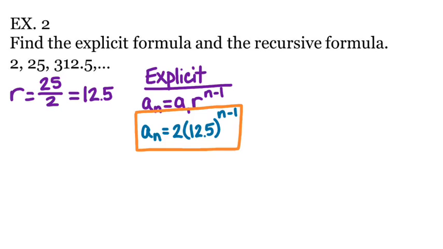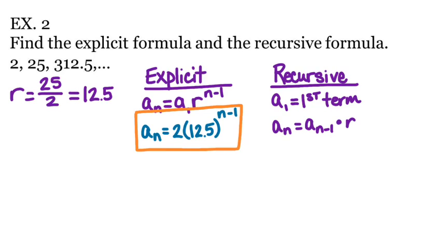The recursive formula, you have to know the first term in the sequence, and you have to know the preceding term to find the next one. And that's kind of what we were doing. Once you found the common ratio, you multiplied that times a term to find the next term to continue the pattern. So our first term is 2, so a1 equals 2. And then you're always going to write a sub n equals a sub n minus 1 times 12.5. What that means is any term in the sequence is going to equal the term before that times 12.5.